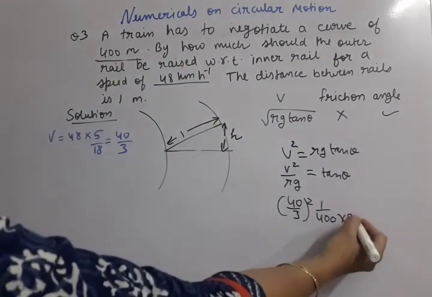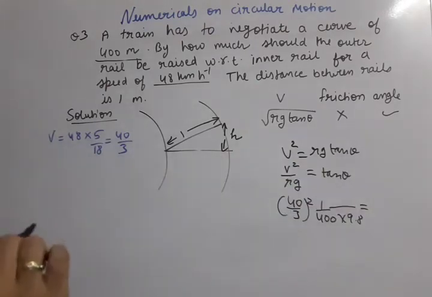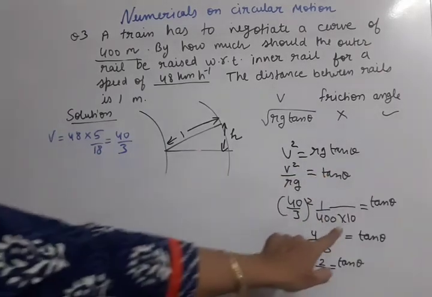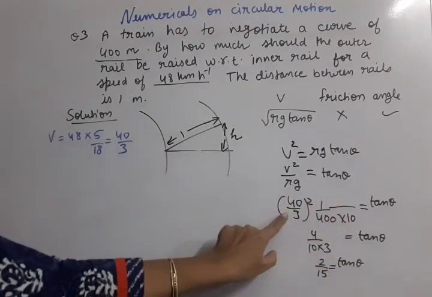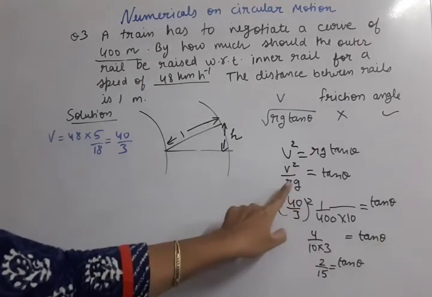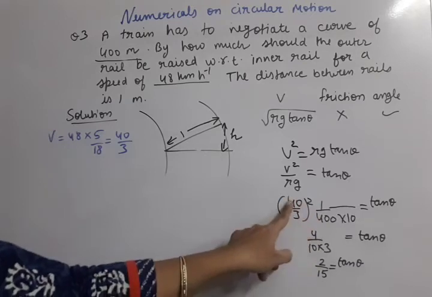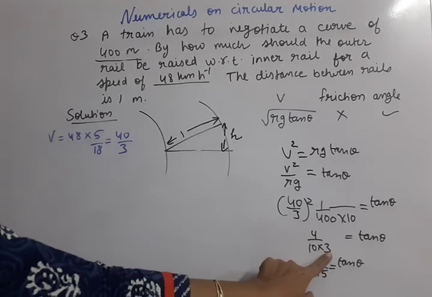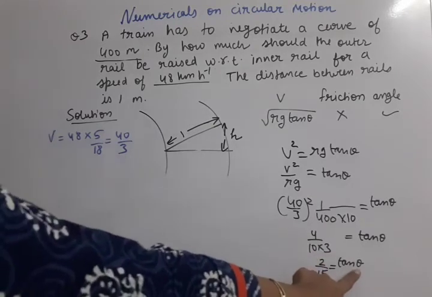And g, let us take 9.8 or 10. The tan theta answer will come from this fraction. If I use g as 10, it is better because cancellation will be done. So v is 40 by 3, squared, r is 400, g is 10. Now you can see that the 4 is getting cancelled, the zeros are getting cancelled. So 4 upon 10 into 3. Further solving, 2 by 15 will be the answer of tan theta.